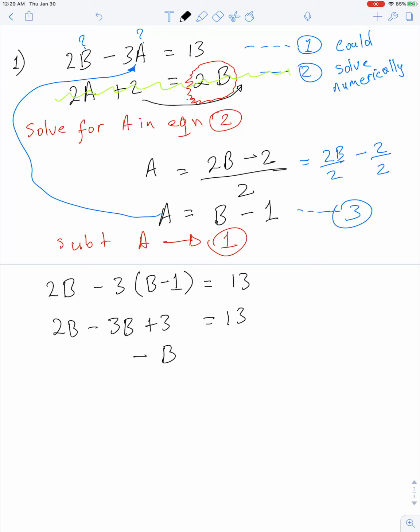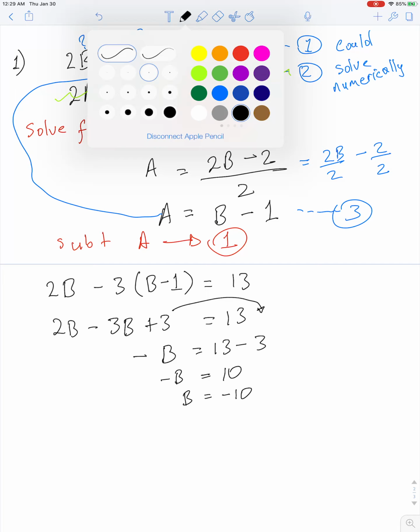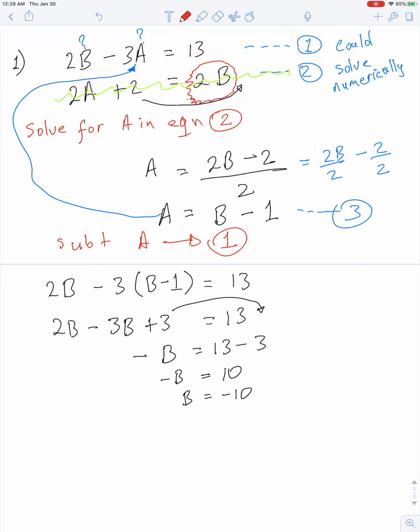Hopefully my math ain't failing me. And this goes over here, so that becomes a negative. So that becomes 13 minus 3. That gives me a 10, negative b. So b is equal to negative 10. Voila! Now we have a numerical value for b. Now that we have a numerical value for b, what do you think you do with it? You are going to substitute it.